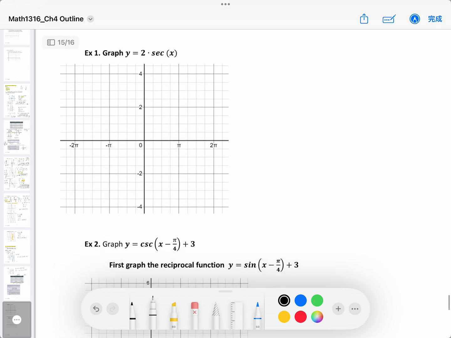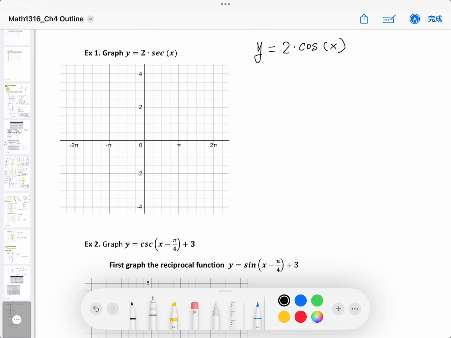Let's see the first function. This is an easy one: 2 times my secant function, which just stretches my secant function vertically. But if I want to follow the steps above, let's graph y equal to 2 times cosine first, because the reciprocal of secant is cosine, and replace the secant with cosine x. Let's graph 2 times cosine first.